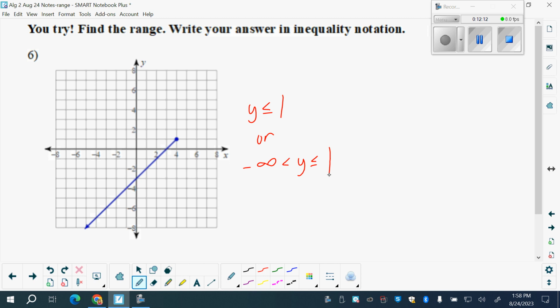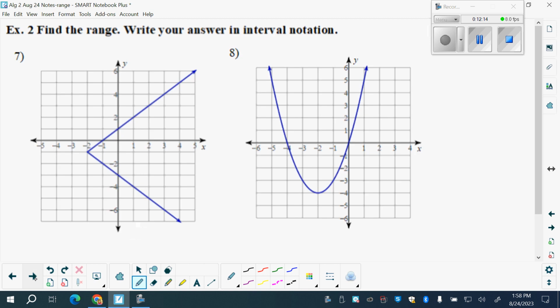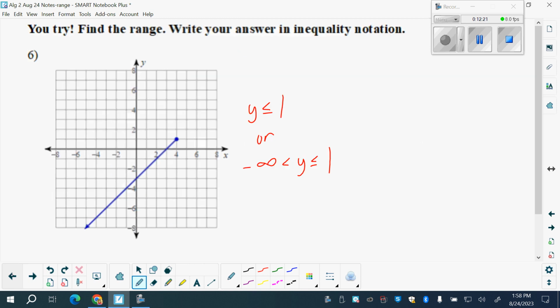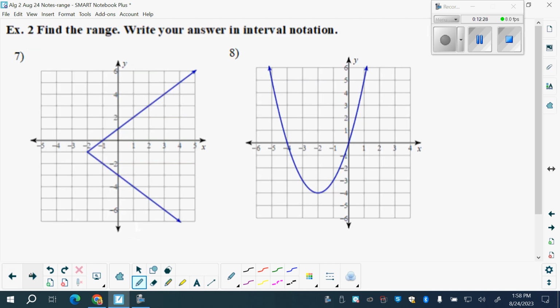Okay, now we're going to do interval notation. So how do we do the interval notation? Wouldn't this be negative infinity and infinity? To this one? No, because it doesn't go up. No, I'm looking for Number 7. Okay, hold on a second. So what do we think about the range on this one? Going up and down. So this arrow is going up. This arrow is going down.